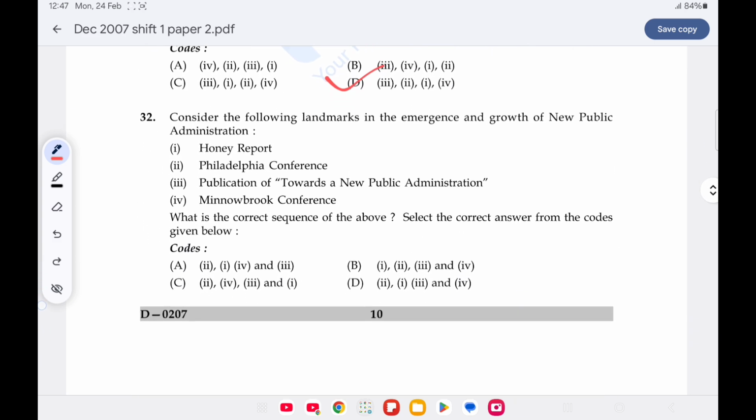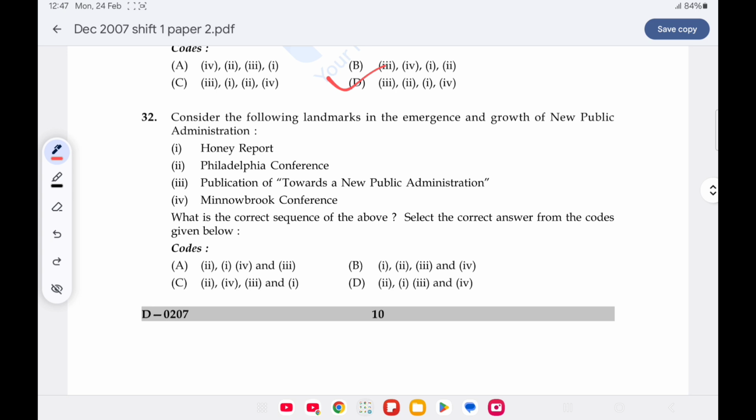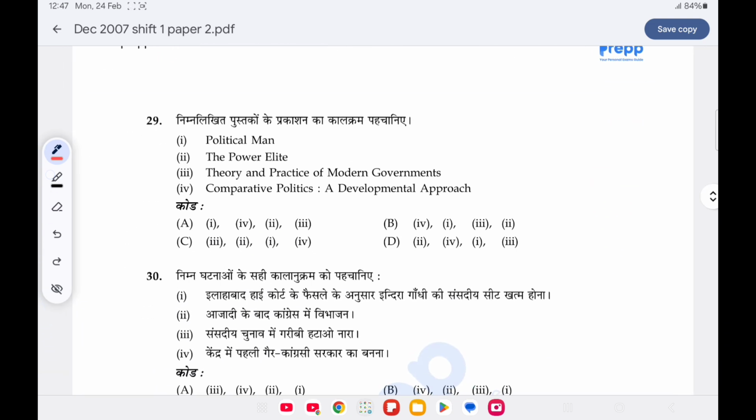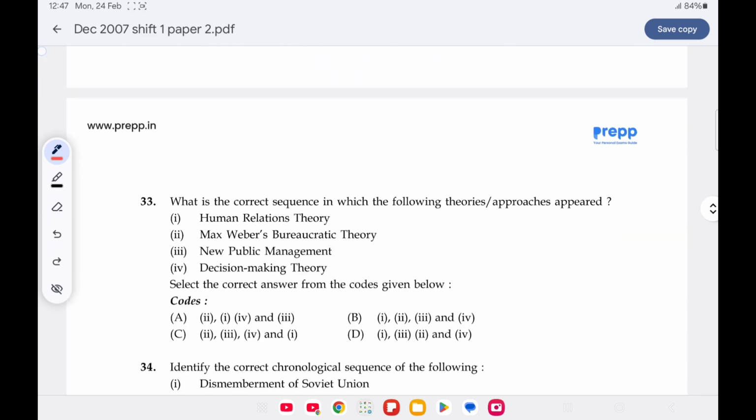Consider the following landmarks in the emergence and growth of new public administration. Option A is correct. First is the Philadelphia Conference, then Honey Report, then Minnowbrook Conference, and the last is publication of Towards a New Public Administration. Now move on to next question, question number 33.